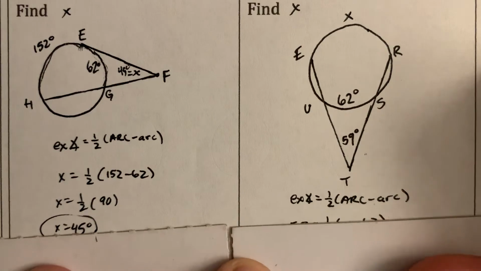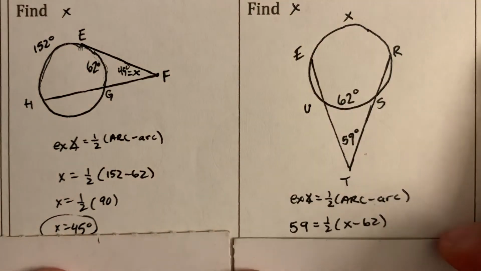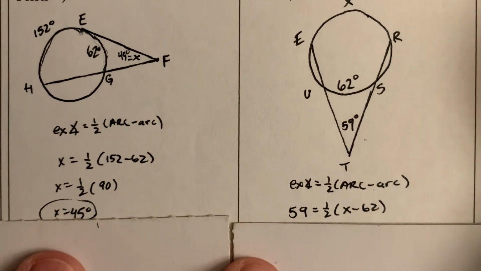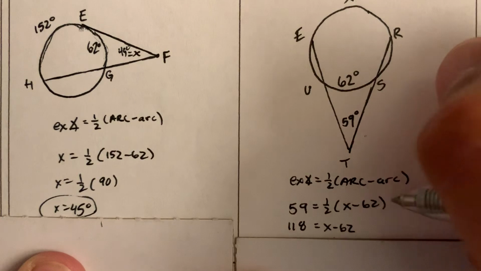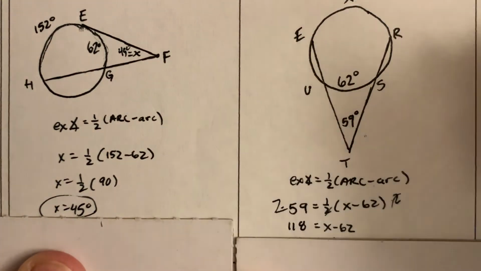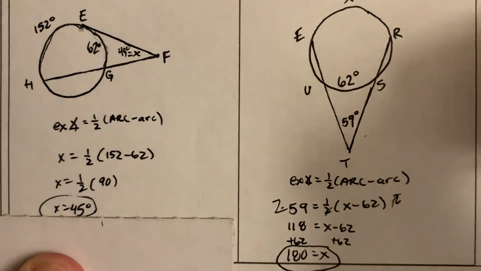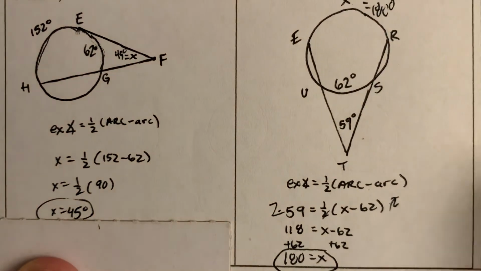So we get 59 equals 1/2. The big arc is x minus 62. And then we can solve using opposite operations. I multiplied both sides by 2. We get 118 equals x minus 62, and we get 180. So this x up here is 180 degrees.